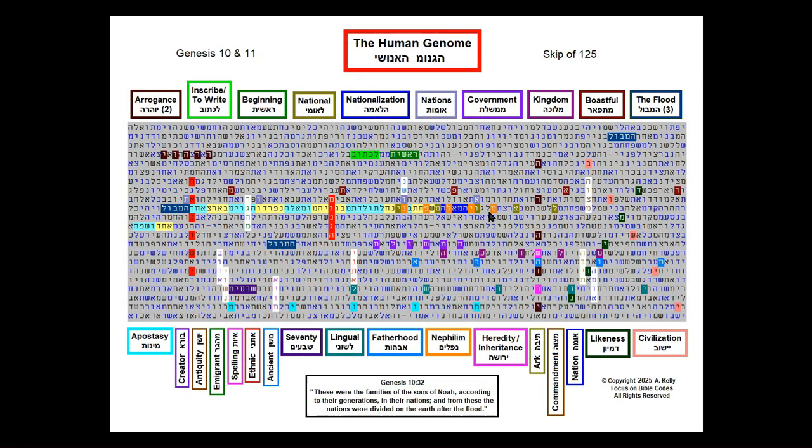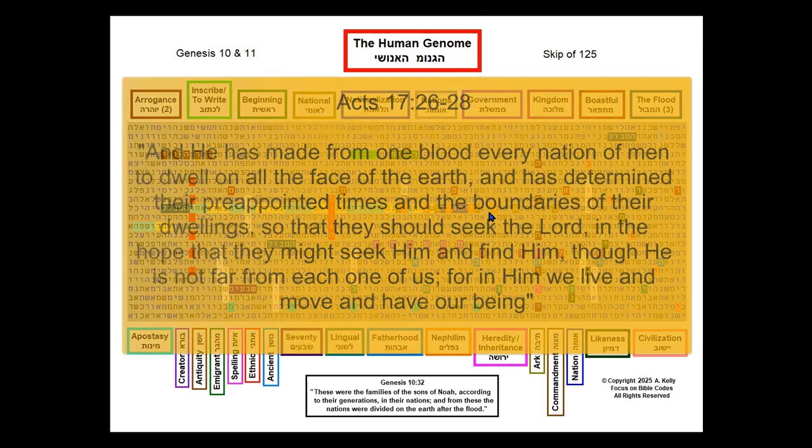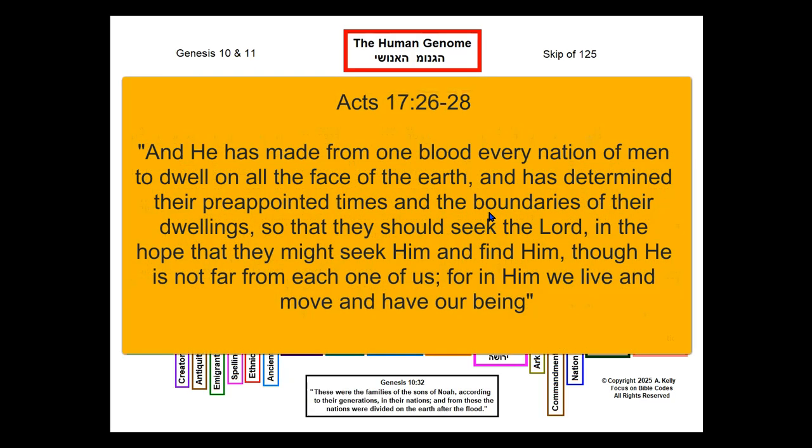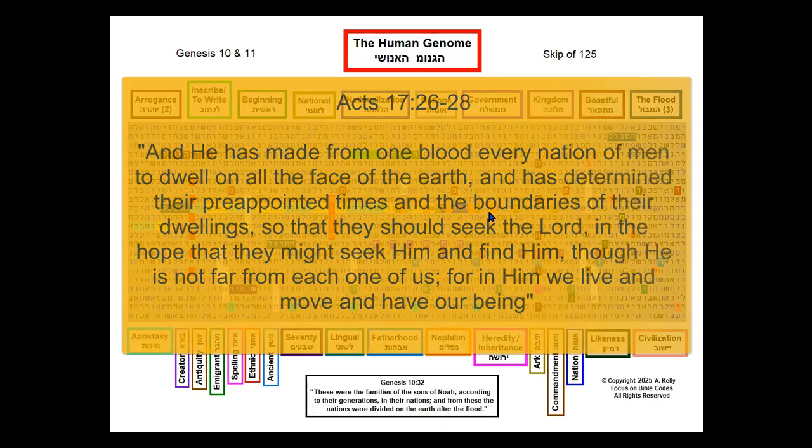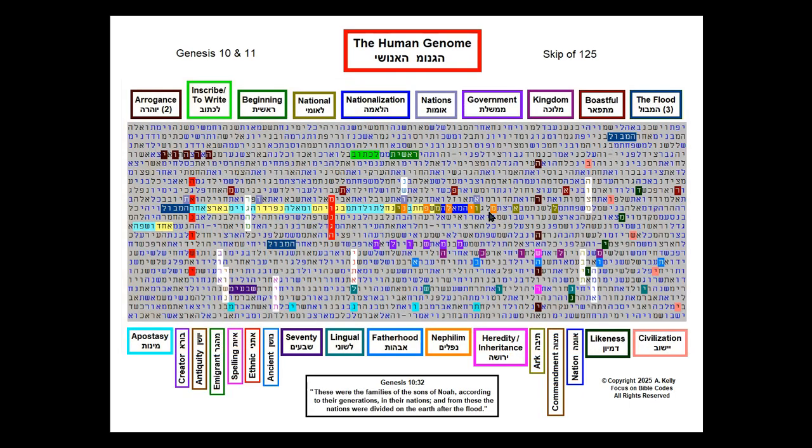Acts chapter 17, verses 26 to 28 says, "And he has made from one blood every nation of men to dwell on all the face of the earth, and has determined their pre-appointed times and the boundaries of their dwellings, so that they should seek the Lord, in the hope that they might seek him and find him, though he is not far from each one of us. For in him we live and move and have our being." So it says in that passage that the Lord made from one blood every nation of men. We all descended from that one blood, the first man, Adam.